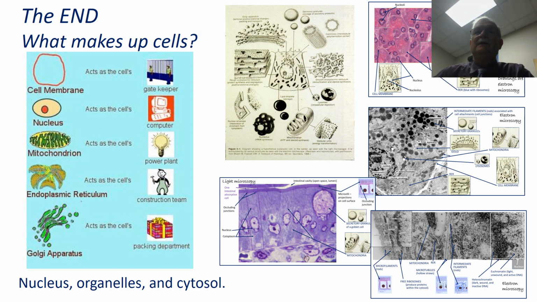So this is the end of what makes up a cell. And we see that the membrane is the gatekeeper, the nucleus is the computer, mitochondria the power source, ER the construction team, and the Golgi apparatus is the packaging compartment. And we saw the various organelles and how they looked in both light microscopy as well as electron microscopy.